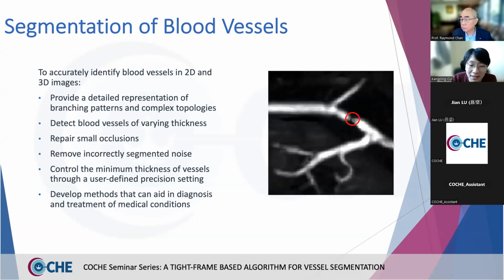Accounting for varying thickness throughout the vessel structure is also a major challenge, as are small occlusions and incorrectly segmented noise, and also controlling the minimum thickness of the vessel through a user-defined precision setting. This is something where we always need to input the value, so it is kind of user input. And then we also need to develop methods that can aid in diagnosis and treatment of practical medical conditions instead of just doing this as an algorithm.